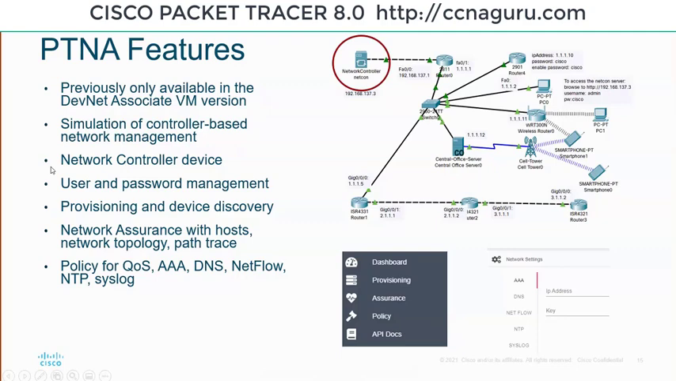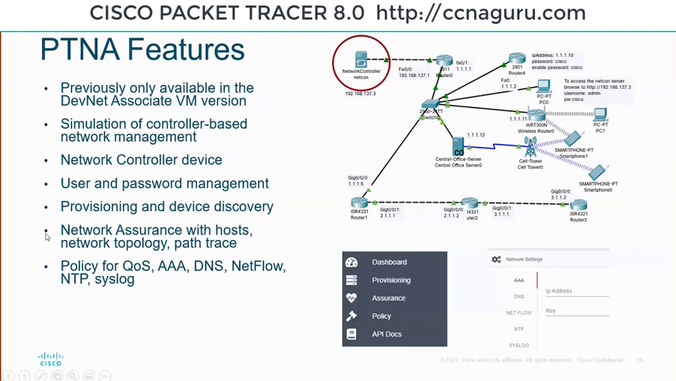And this network controller device in Packet Tracer is modeled after DNA Center, the Cisco network controller device. Of course, it has much reduced functionality, but still the look and feel is more or less similar. It supports user and password management. It supports provisioning and device discovery. So it can actually scan the network, provided the necessary input information, discover devices and connect to these devices, kind of bringing these devices into the control domain.